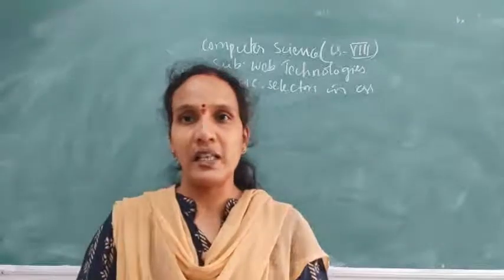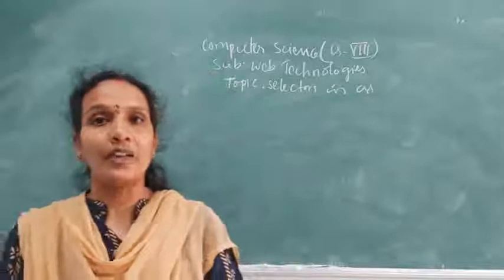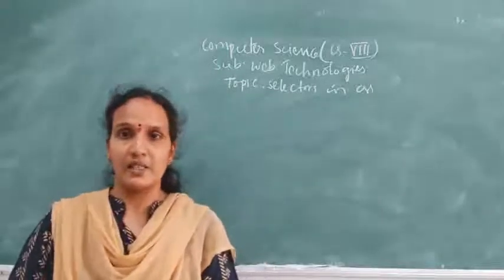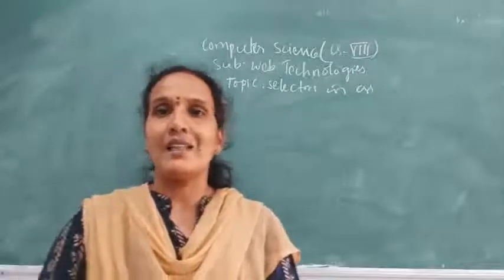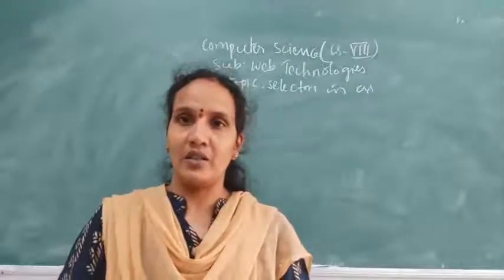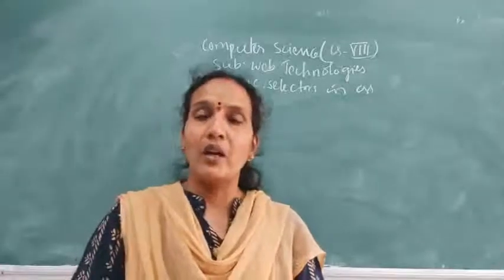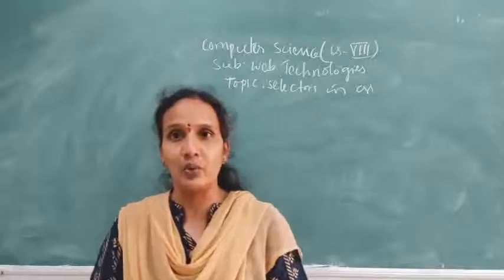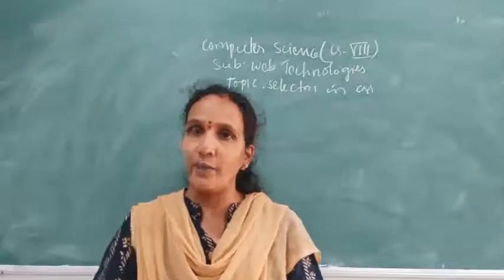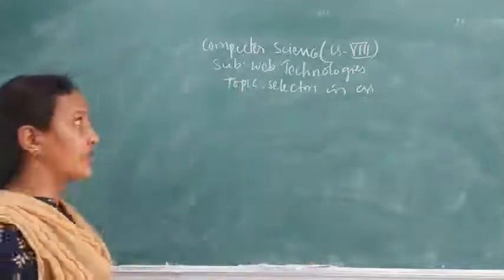In the last class, I already explained what a selector is and how many types of selectors we have in CSS. So what is a selector? A selector is nothing but the element to which you are giving a style. You can give a style to a particular element, or you can give a style to n number of elements. Based on that, how many types of selectors do we have?